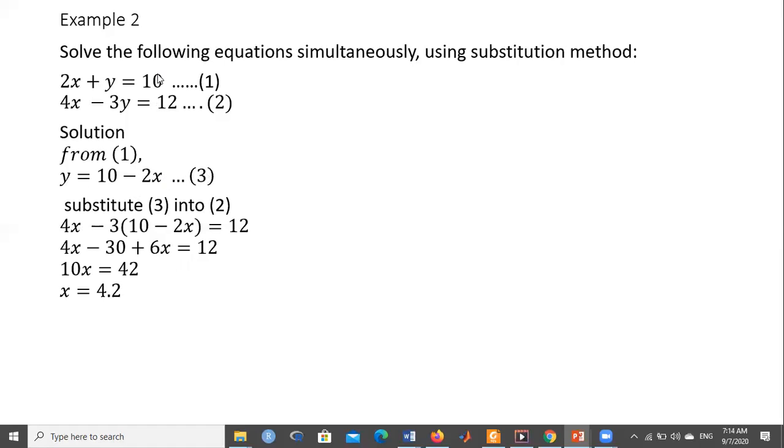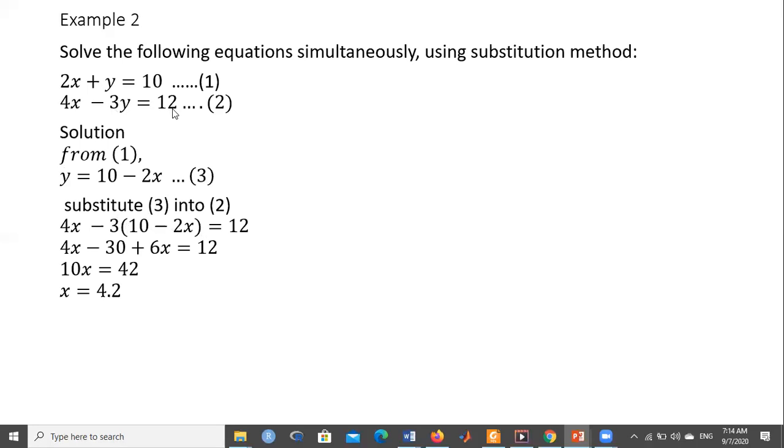Now we took equation 1, so we are now going to equation 2. Let's substitute y equal to 10 minus 2x into equation 2. That will give us 4x minus 3 times (10 minus 2x), equal to 12.